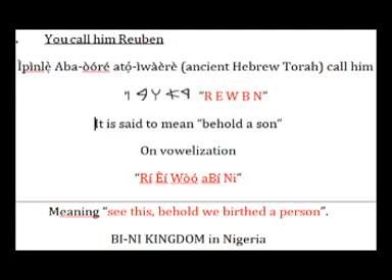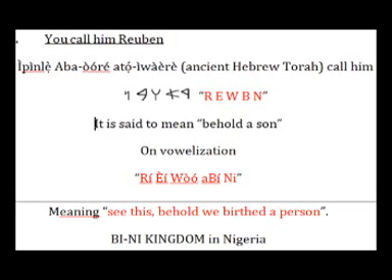We call him Reuben, but the ancient Torah writes his name this way, and this is the English translation of these letters written. Now they write from right to left, but I've transcribed it from left to right, and these are the letters, and it was said to mean behold a son. That is, behold a son, behold a child.